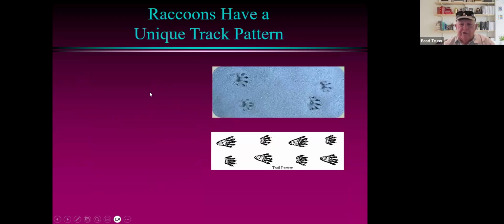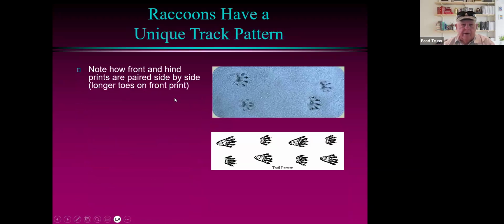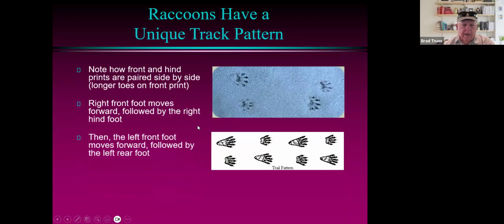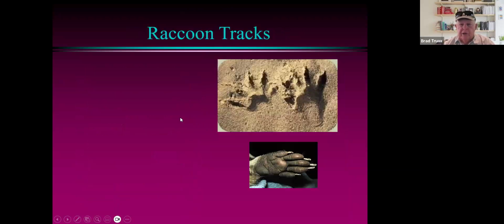Raccoons have a rather unique track pattern. Again, you see the front and the hind prints paired side by side, and the right front foot moves forward, followed by the right hind foot, and then the left front foot moves forward, followed by the left rear foot. And the distance between the tracks is about 10 to 11 inches.